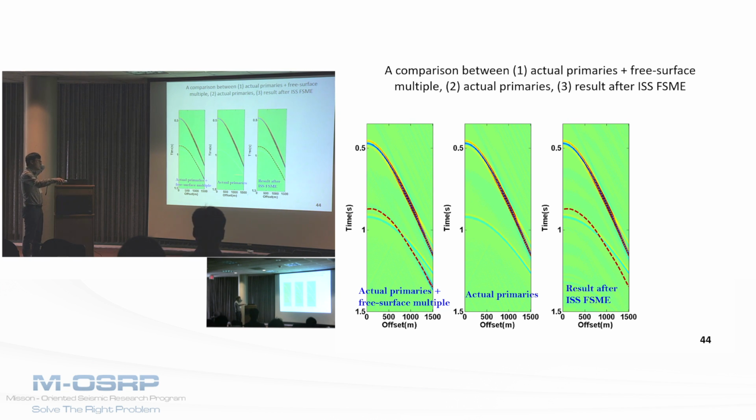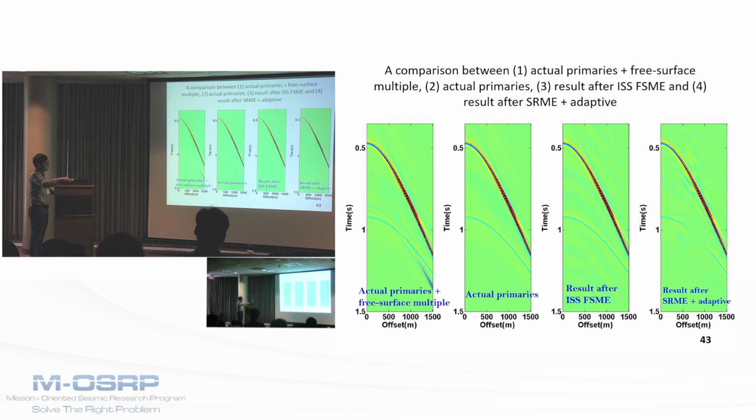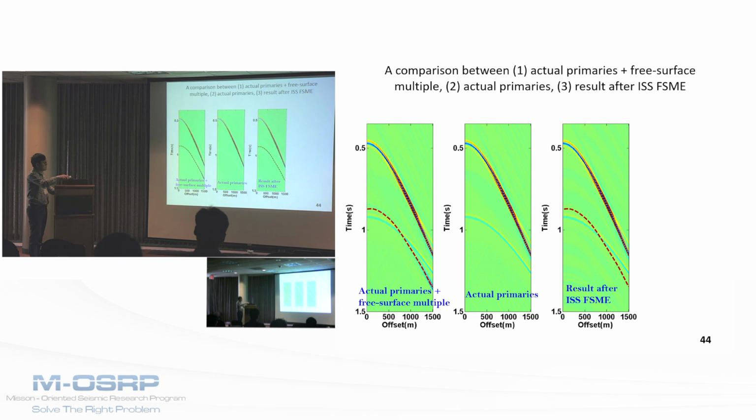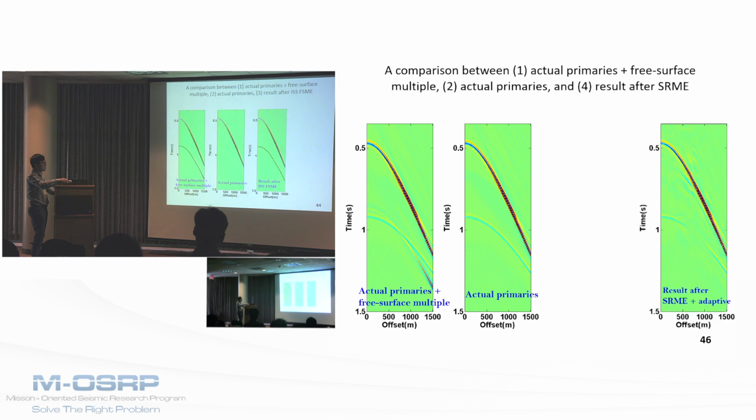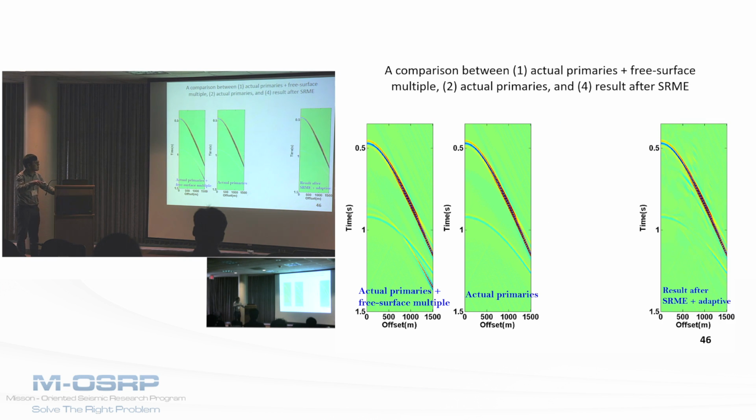When we're comparing these three plots, and as highlighted by this red dashed line, we can see in the ISS results, the free surface multiple has been nicely removed, including where it interferes with the primary. It also preserves the primary in the ISS results. Next, let's focus on the SRME results.